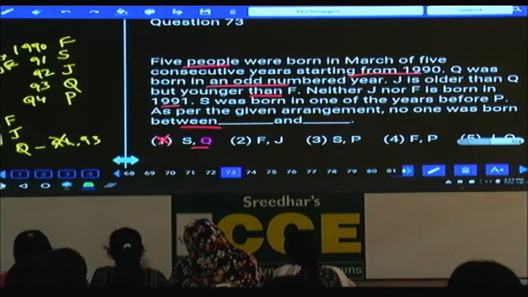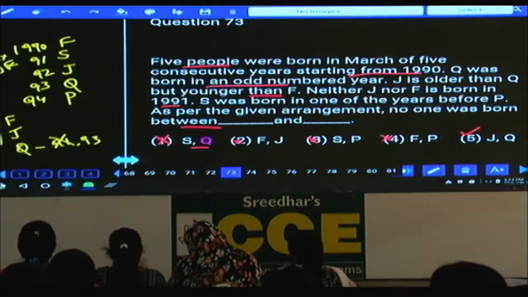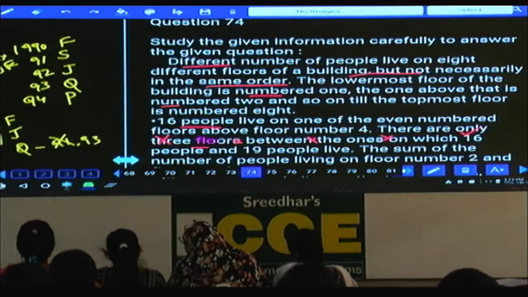F and J, 1 person. S and P, 2 persons. F and P, 3 persons. Then choice 5, J and Q. Now in between J and Q, there is no person. Hence in choice 5, these 2 persons were born in consecutive years. 73 did choice 5.